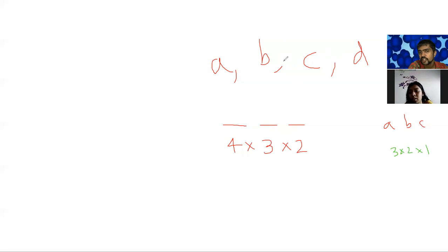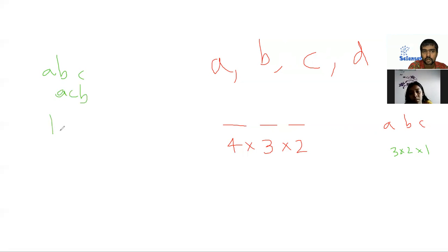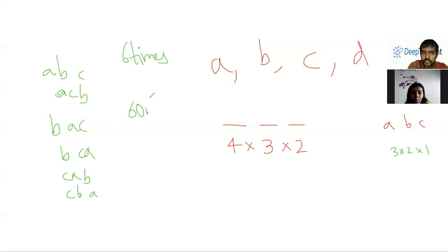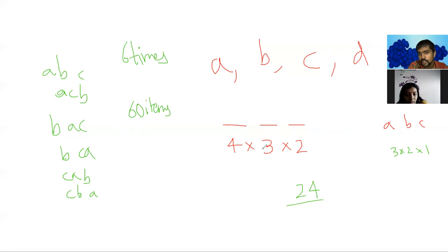If I say that you have to choose 3 people in a team, will ABC team and ACB team be the same or different? Or BAC, BCA, are these teams the same or different? It should be the same. All 6 teams should be the same. Which means each team is counted 6 times. So if I get 60 items, how many teams are there? 10. I have 4 into 3 into 2, that is 24 items here, but each team is counted 6 times. So how many teams do I have?